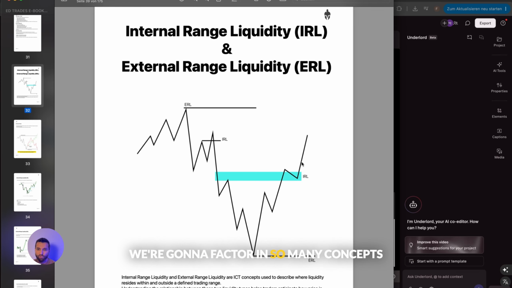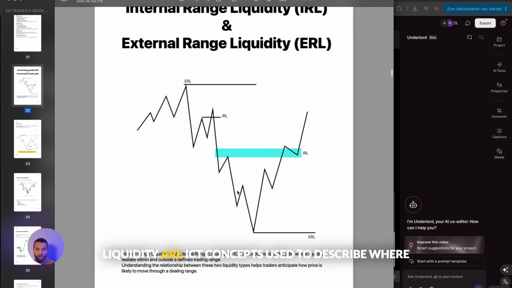We're going to factor in so many concepts that we've learned so far inside this course. So please take this lesson very seriously. So first of all, internal and external range liquidity are ICT concepts used to describe where liquidity resides within and outside a defined range. Understanding the relationship between these two liquidity types helps traders anticipate how price is likely to move through a dealing range.